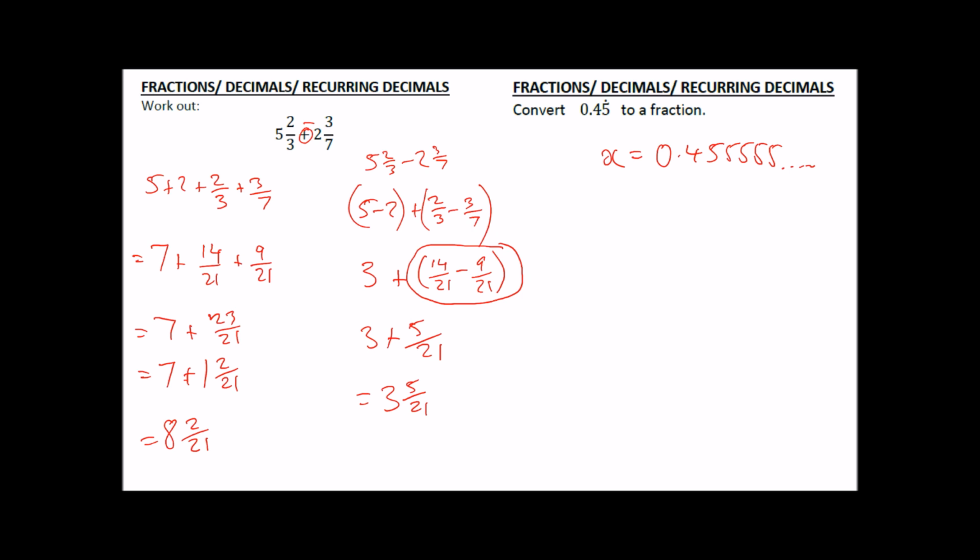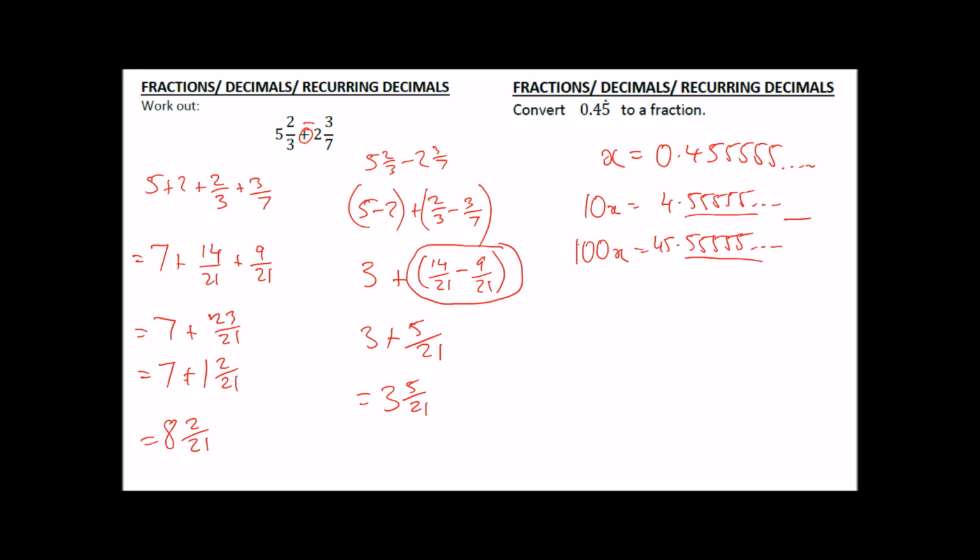Now the trick for doing this one is to get 2 decimals that have the same decimal places, then we can subtract them away from each other. So I'm going to multiply this by 10 first, which will give me 4.555. So the whole point of that is that I've now got all the 5s after the decimal point. And if I times that by 10 again, I get 100x is 45.555. So now I've got 2 numbers where the decimal places are all the same.